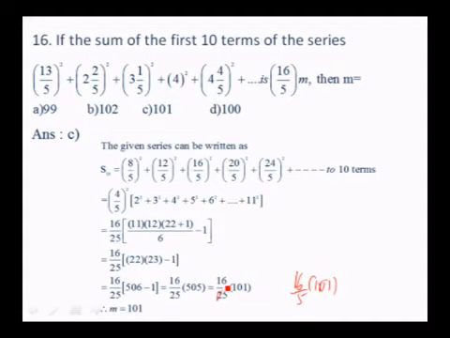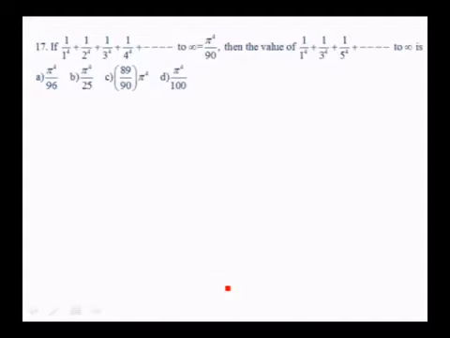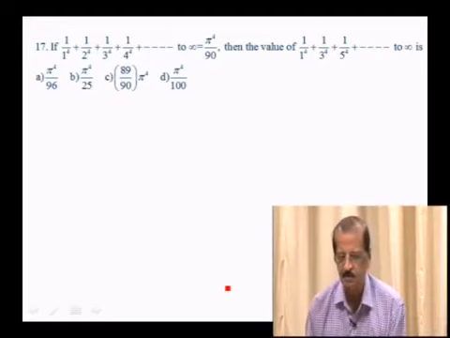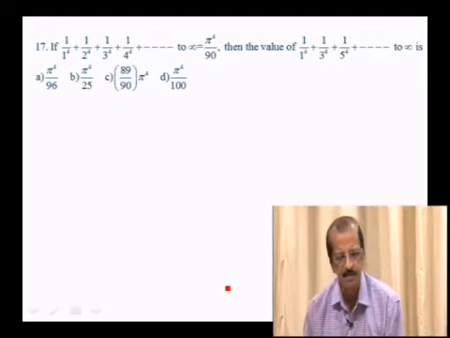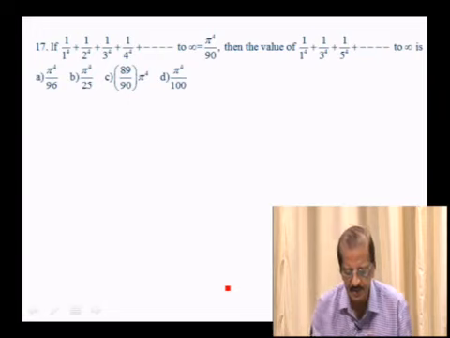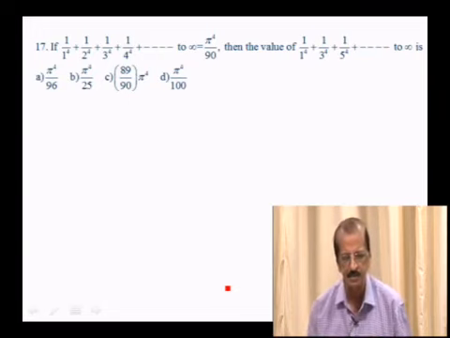So, next problem. Given 1 over 1 to the power of 4 plus 1 over 2 to the power of 4 plus 1 over 3 to the power of 4 etc. to infinity is equal to pi to the power of 4 by 90. Then what is the sum of the odd terms, 1 over 1 to the power of 4, 1 over 3 to the power of 4 etc.? Here we just divide the given series into two parts, the odd part and the even part, then you can easily get the sum.